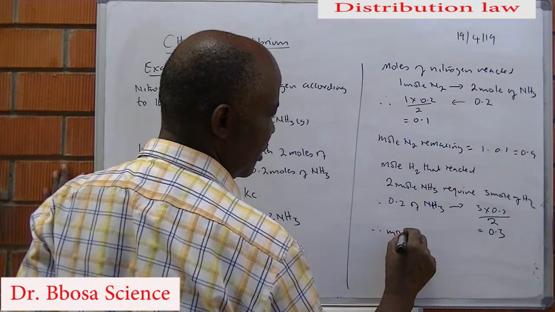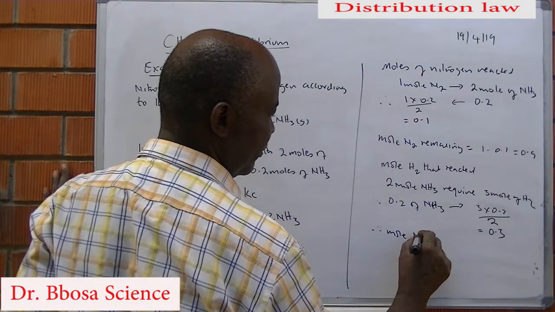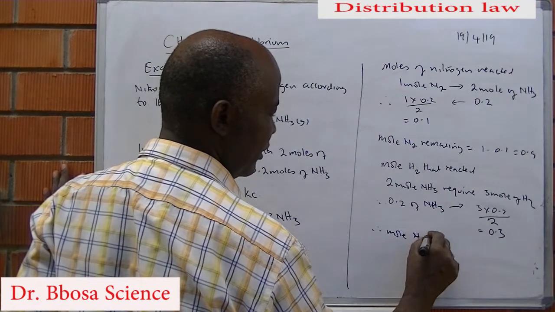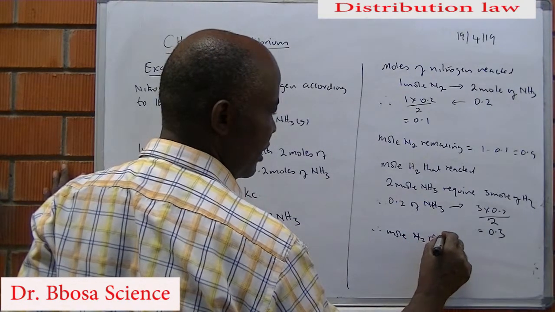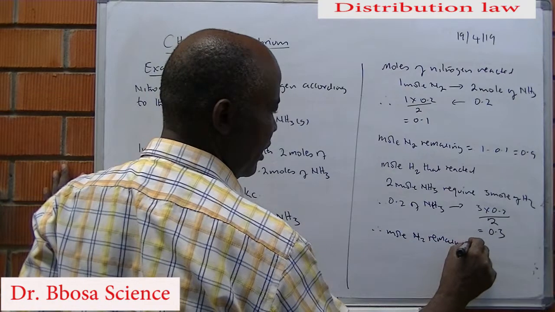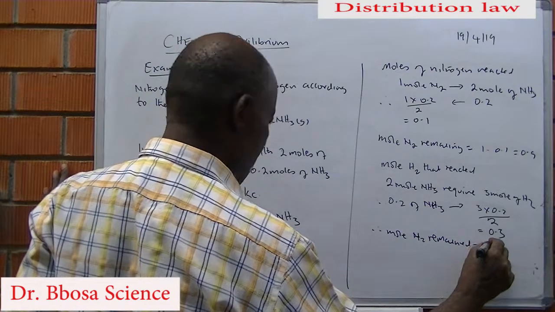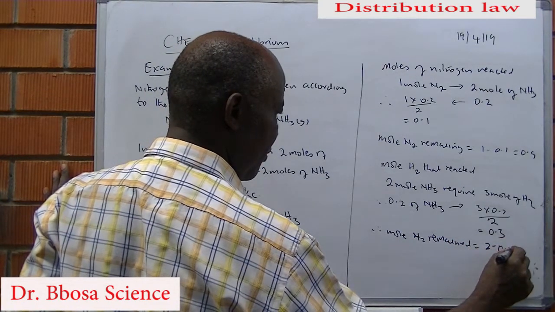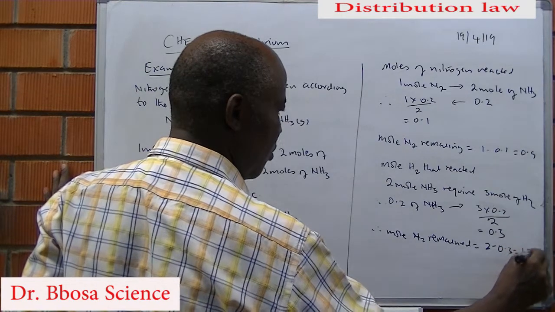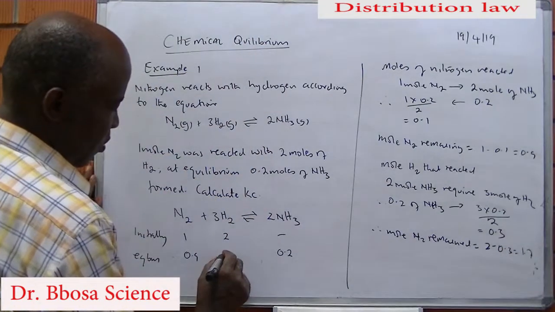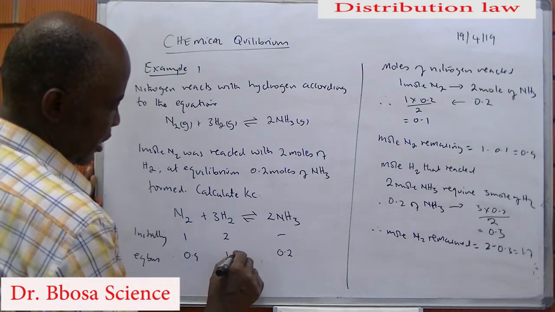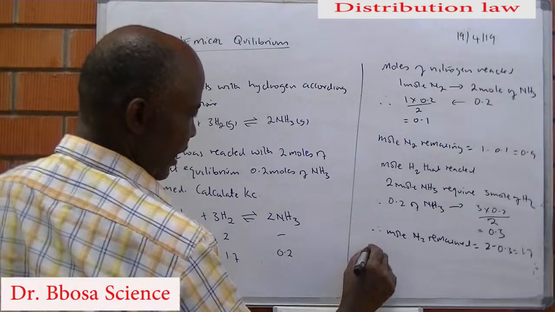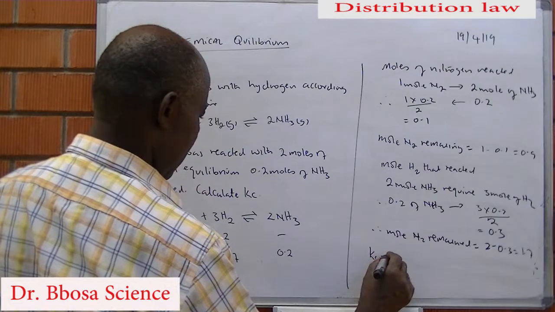Therefore, moles of hydrogen remained will be equal to 2 minus 0.3, which is equal to 1.7. So 1.7 moles remain.